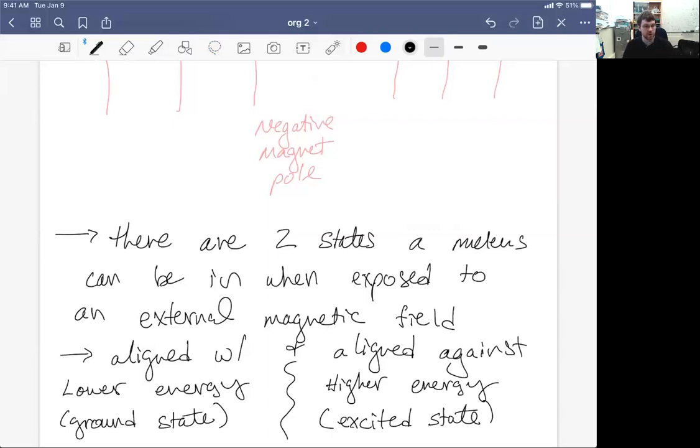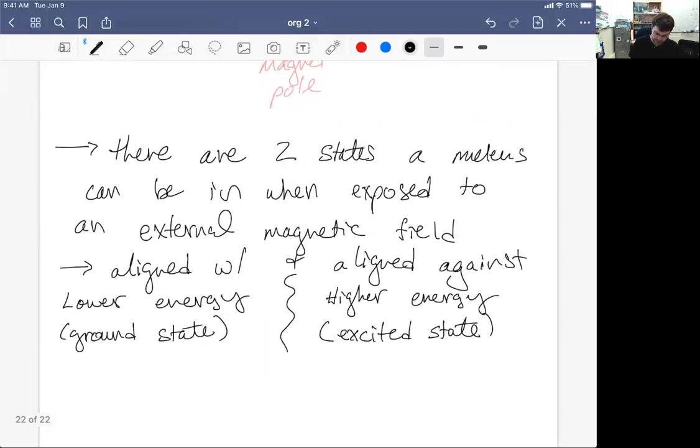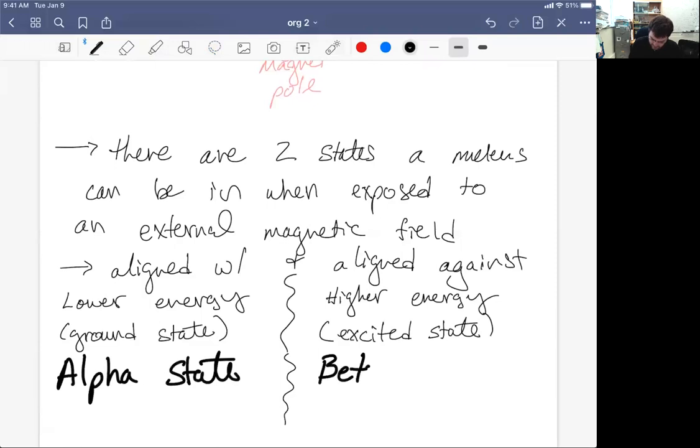Okay, so what we can do is more formally label these things. The aligned with state, which is lower in energy and considered to be the ground state, is called the alpha state. And the aligned against is the beta state. Not super creative, alpha being first, beta being second, I guess. Okay. So we have these two states. One is considered to be a lower energy ground state. The other one is a higher energy excited state.